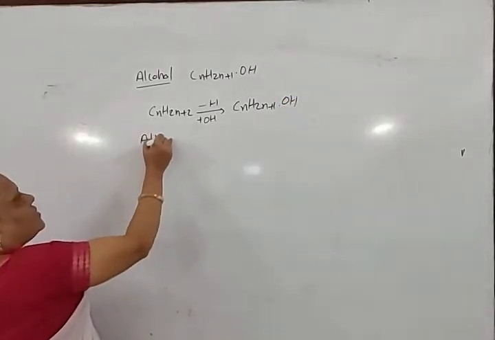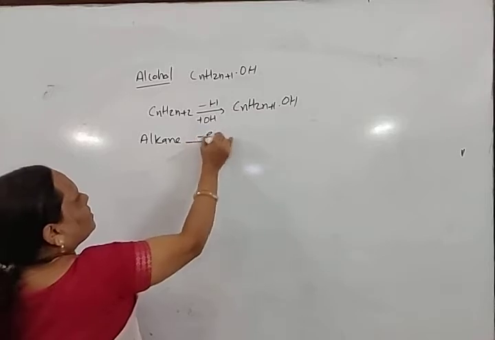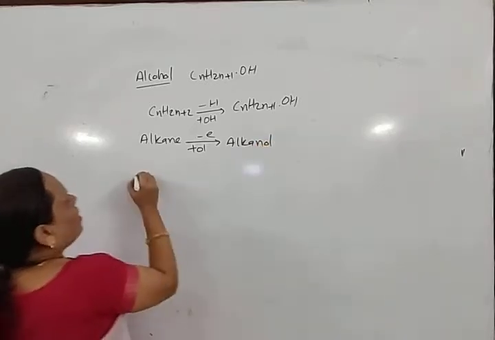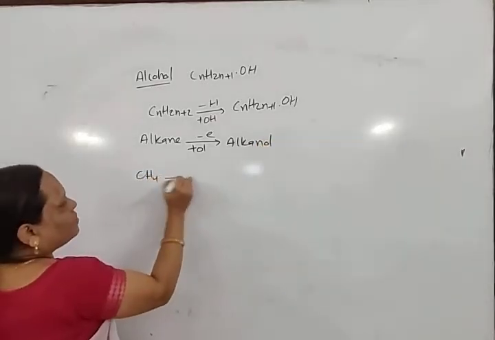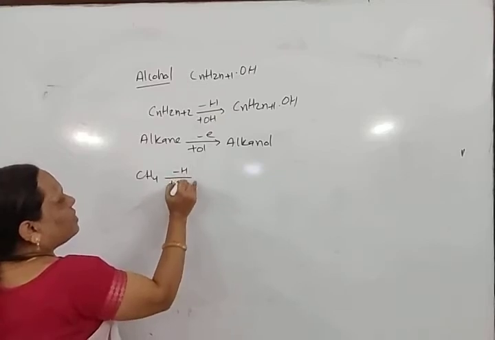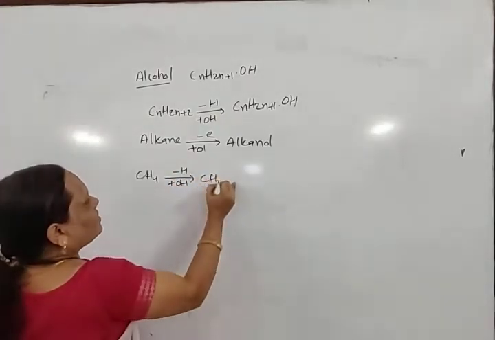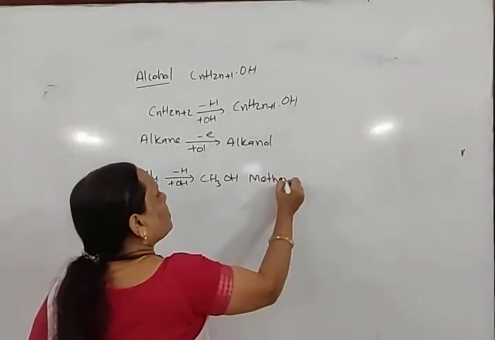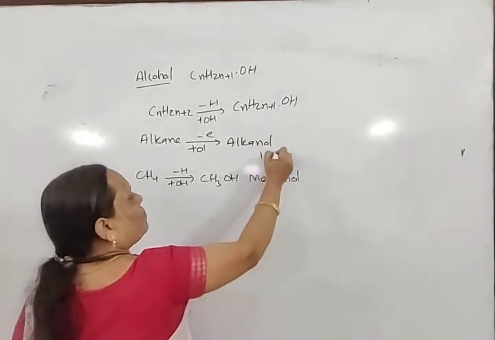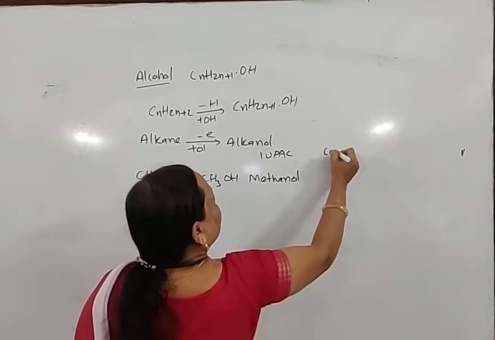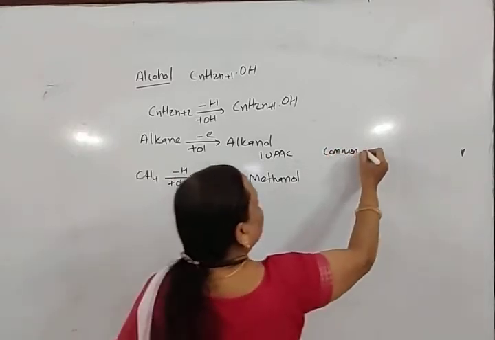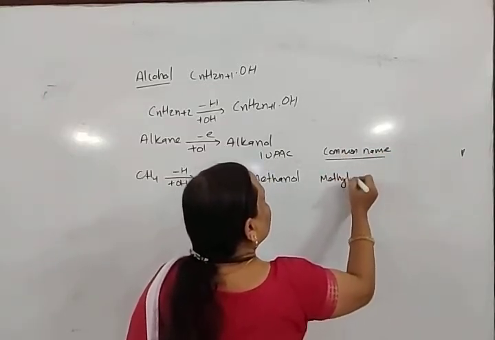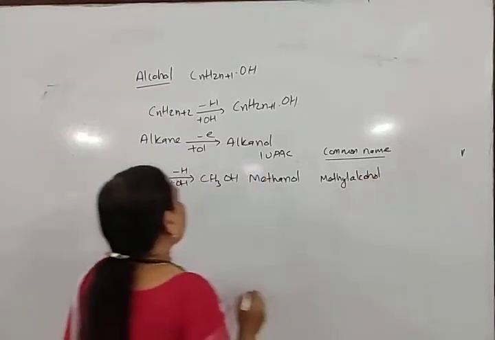So how to name this? If it is an alkane, minus E plus OL, it is known as alkanol. For example, from methane, minus H plus OH, the formula is CH3OH. This is known as methanol. This is the IUPAC name, and its common name is also important in some cases, so you have to remember the common name. Its common name is methyl alcohol.